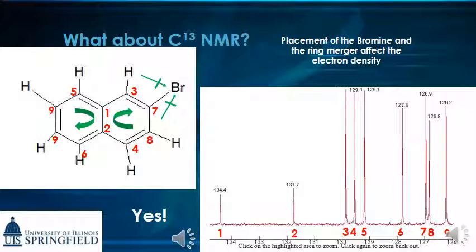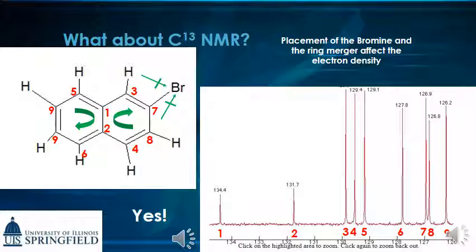Finally, we're going to compare our structure to our carbon-13 environments. Now remember again that the placement of the bromine and our ring merger will affect our electron density the same way it did our proton environments. But one thing we do need to keep in mind is that now we actually have carbons directly on the merger. And because of this, the resonance effect is going to be exceptionally strong, sending our carbons very far downfield.